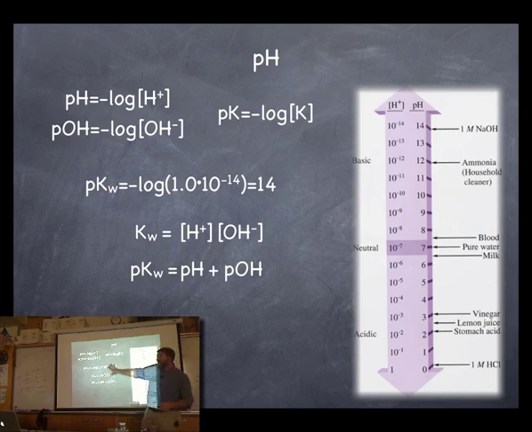This is only for water. This is in an aqueous solution. The W here means water. So this is Kw for water.